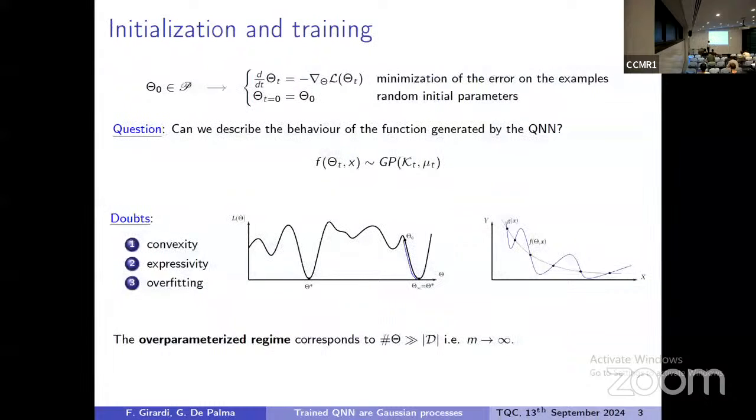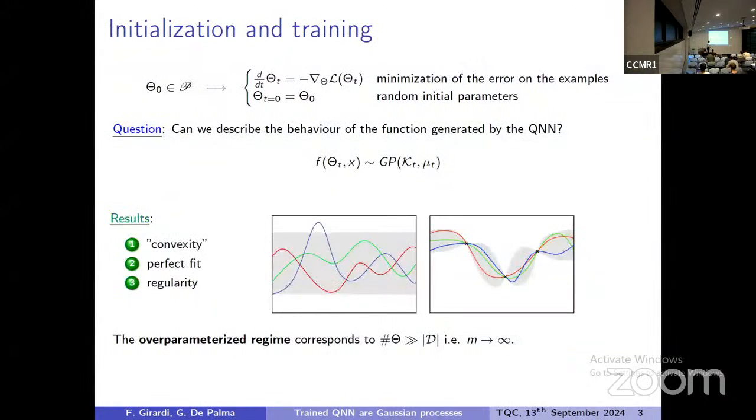So concerning these three doubts, we have some answers. The initial Gaussian process will become a new Gaussian process perfectly fitting the training set, and this is at least an answer about the regularity. Of course, we are not talking about the generalization performance. We are not discussing how well it could fit the rest of the original function. But at least it will not be strongly irregular.